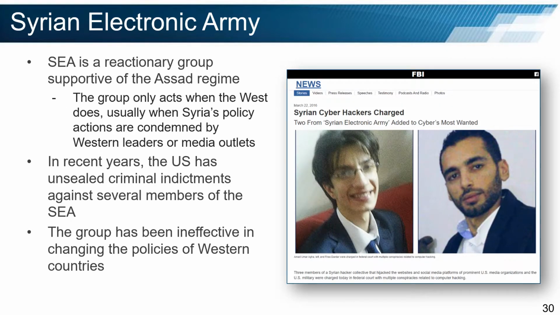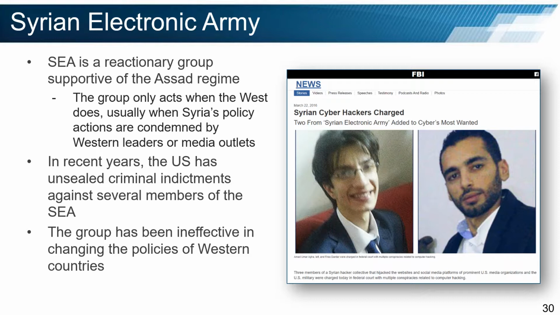The Syrian Electronic Army is a reactionary group supportive of the Assad regime, which only acts in response to Western provocations. In recent years, the United States has identified and unsealed indictments against several of its members. While the U.S. is obviously unable to prosecute, the threat of apprehension and extradition is enough to force those indicted individuals to refrain from travel to any country that has extradition treaties with the United States.